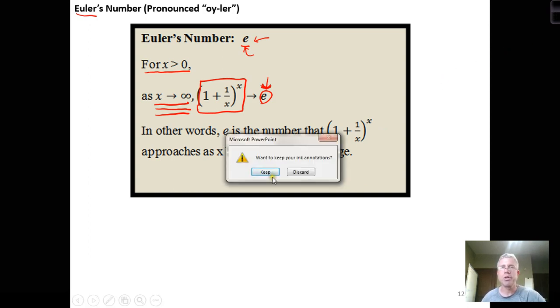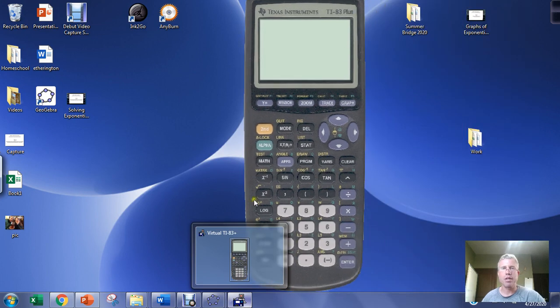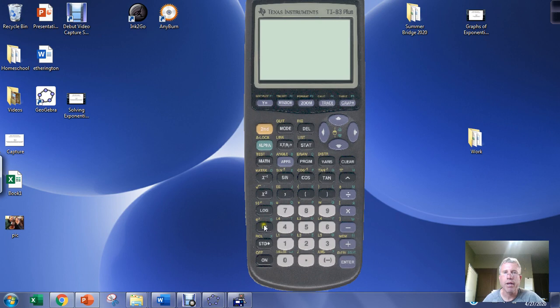If you grab your graphing calculator, the button right here, the button on the graphing calculator that says ln, which means natural logarithm, and we'll go over that later this week. Right above it, there's a button that says e to the x.